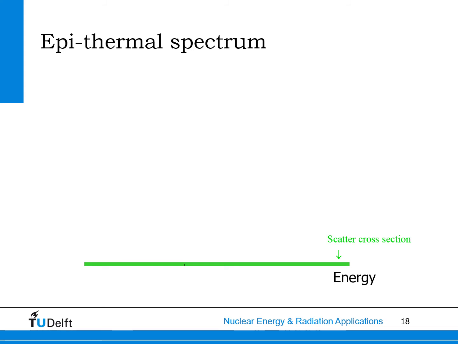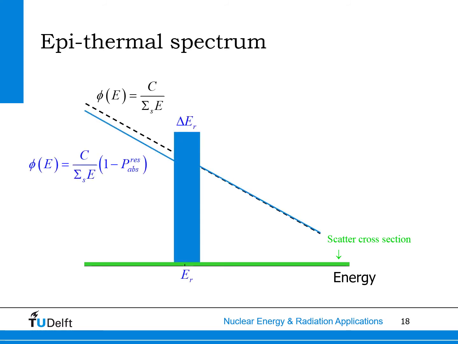How do the results till now influence the neutron spectrum? Previously we have seen that the neutron flux is inversely proportional to the energy, as indicated with the black dashed line on this slide. The reason that the neutron flux becomes higher with decreasing energy is the fact that the lower the energy is, the more multiple scattered neutrons can contribute to the neutron flux. If there is a resonance, the neutron flux below the resonance energy will also behave like 1 over E, but with a little bit lower value because of the small fraction of neutrons absorbed in the resonance. This is indicated with the blue line.